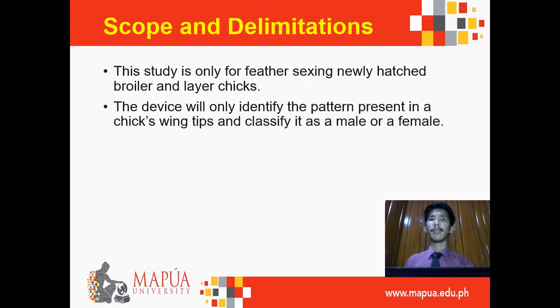So the scope and the limitations are as follows. This study is only for feather sexing newly hatched broiler and layer chicks. The device will only identify the pattern present in a chick's wingtips and classify it as a male or a female.